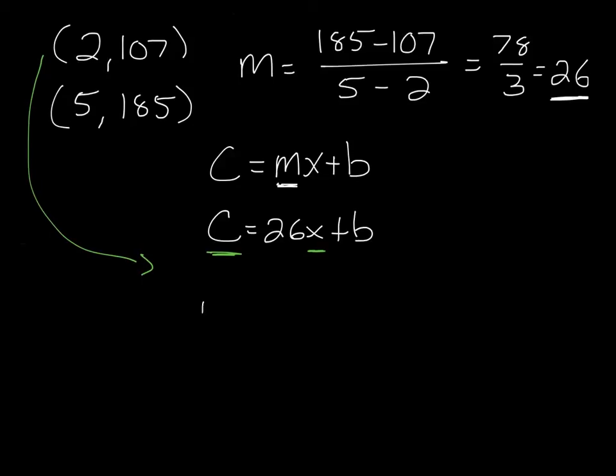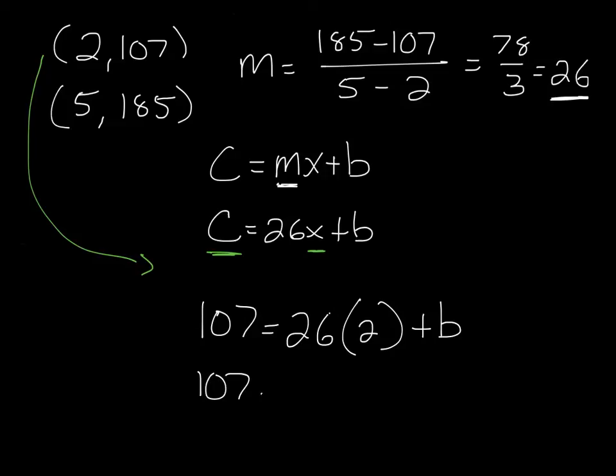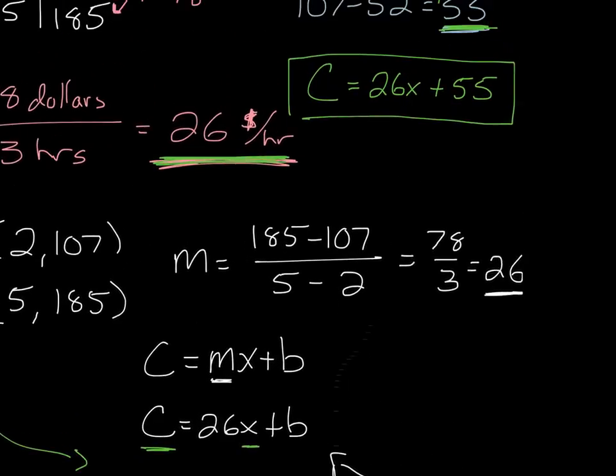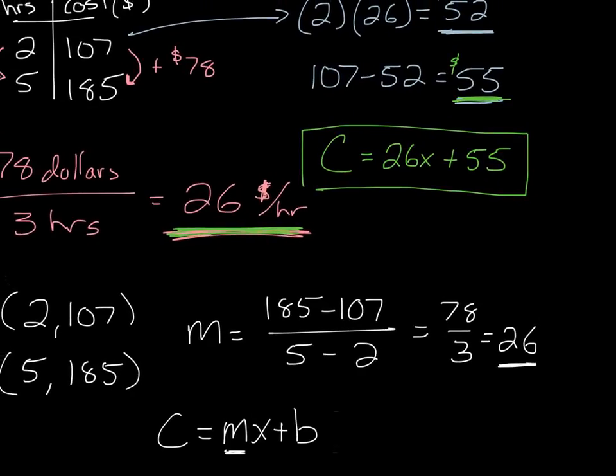Getting our C value is 107, that's the cost. 26 times the number of hours, which is 2, plus b, we get 107 equals 52 plus b. Subtracting 52 from both sides, and we get 55 equals b. So this b value we plug back in for b up here, and what we end up with is exactly the same answer that we had before. Our b value here, or the cost of showing up for the service, is $55, and the cost per hour is $26.